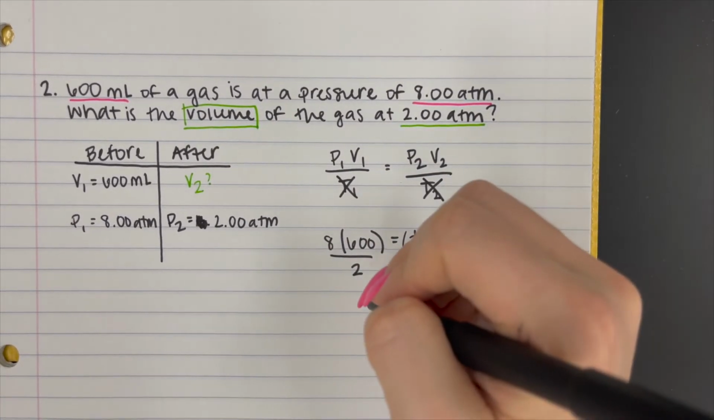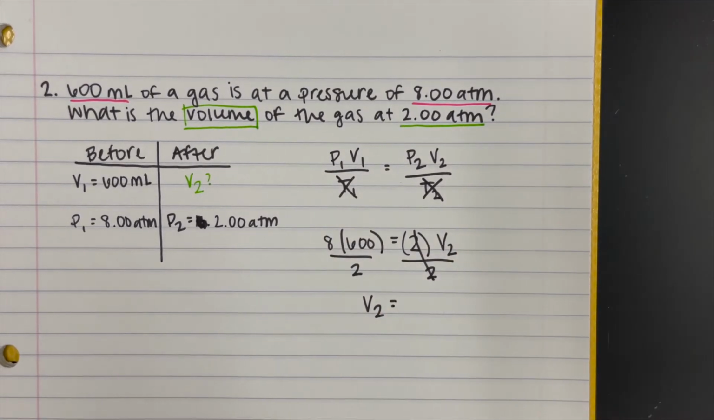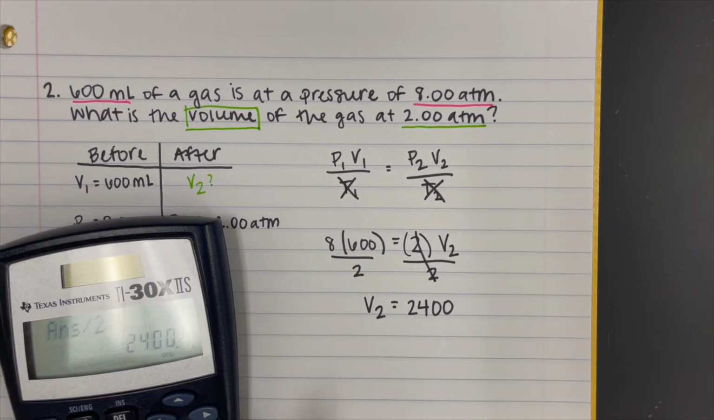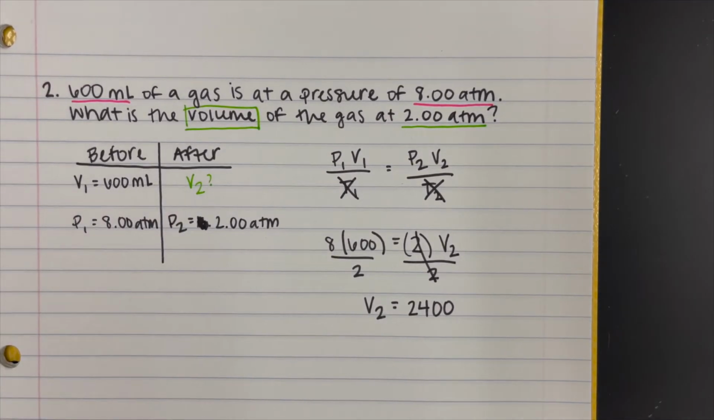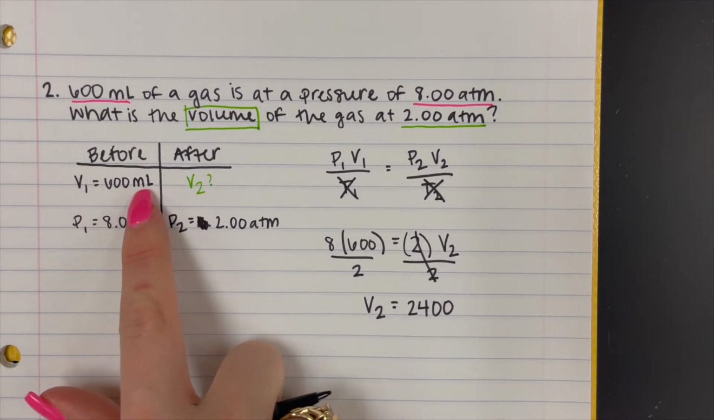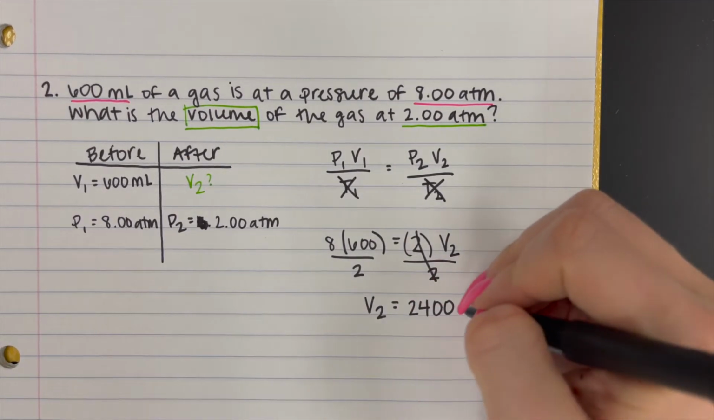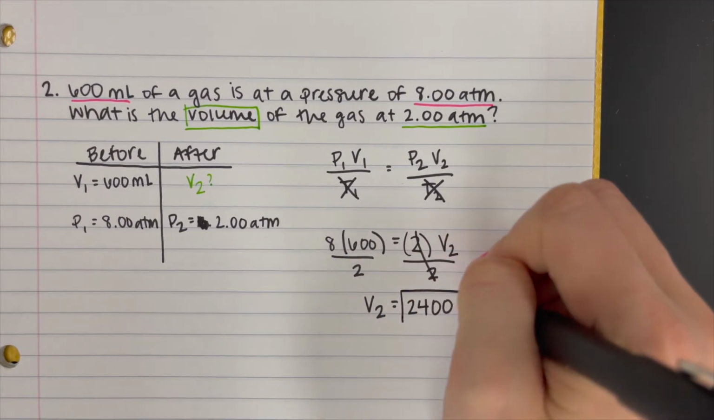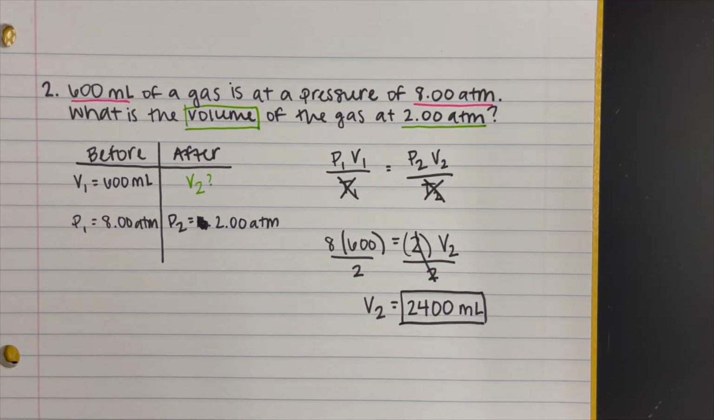Then I have V2 is equal to 8 times 600 divided by 2. You always want to make sure that you include your units. And so what I started in was milliliters, so that is the unit that I found. So my final answer is 2,400 milliliters.